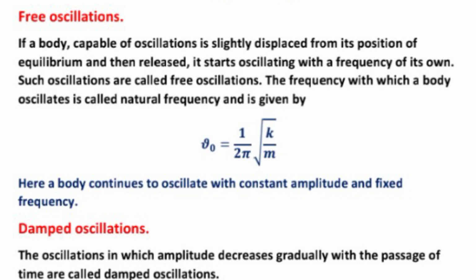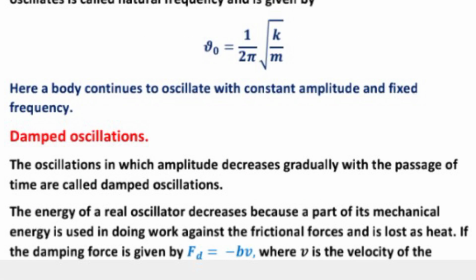Damped oscillations. What are damped oscillations? The oscillations in which the amplitude decreases gradually with the passage of time are called damped oscillations. The energy of a real oscillator decreases because a part of its mechanical energy is used in doing work against the frictional force and is lost as heat.